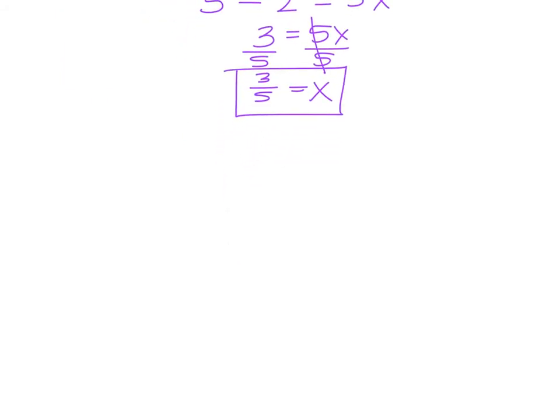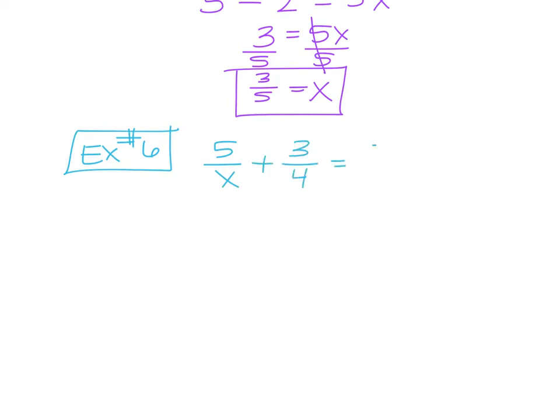Okay, next one. Example 6. So we have 5 over x plus 3/4 equals negative 7 over 4x. So again, the whole thing needs to get multiplied by the same thing. What is your least common denominator? So you have an x, you have a 4, and you have a 4x. It would be 4x, right? That's your least common denominator. So we're going to multiply the whole thing by 4x.